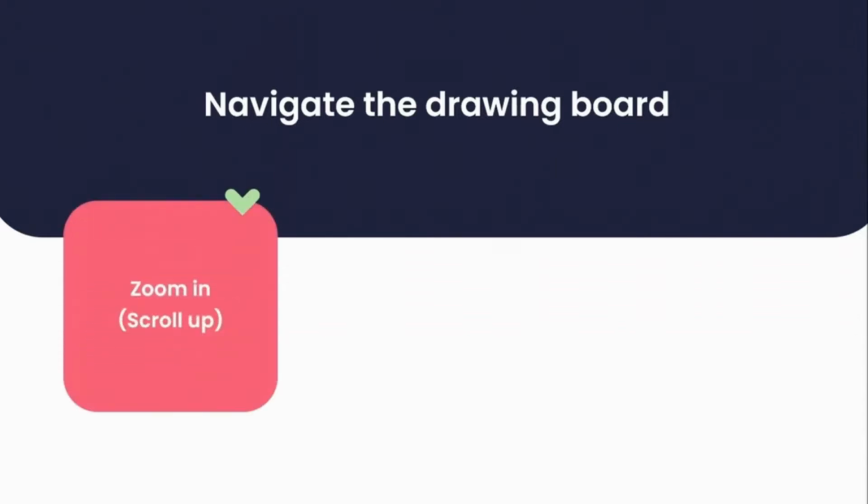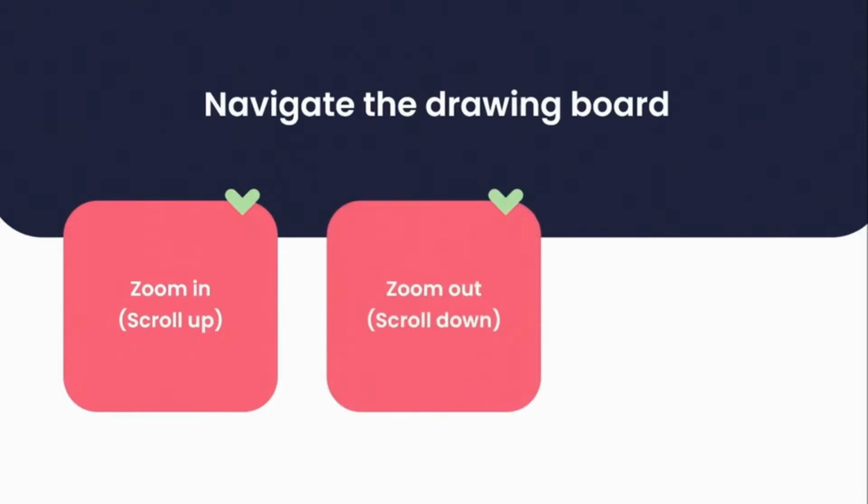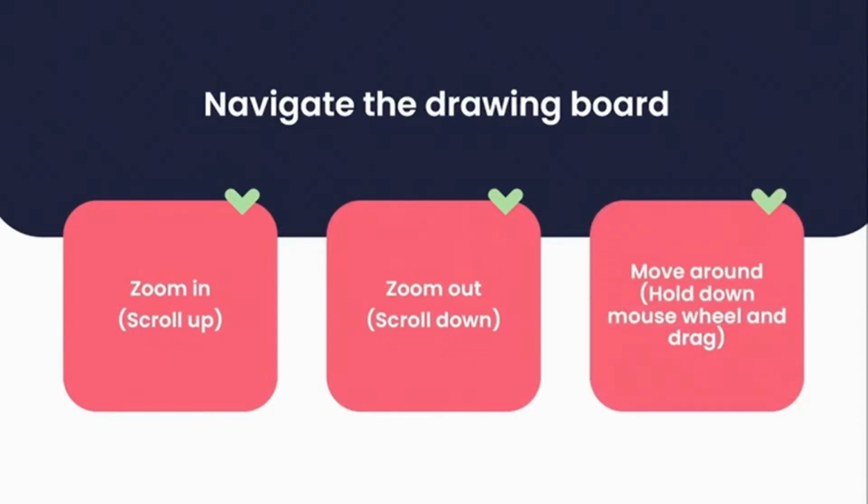To zoom in, you take your mouse and you scroll up. We then have to zoom out, and that's the opposite. You simply scroll outwards or downwards with your mouse. We then might want to move around the screen. To do this, you need to hold down the wheel of the mouse and drag it around your screen. That's going to grab the page and drag it around.